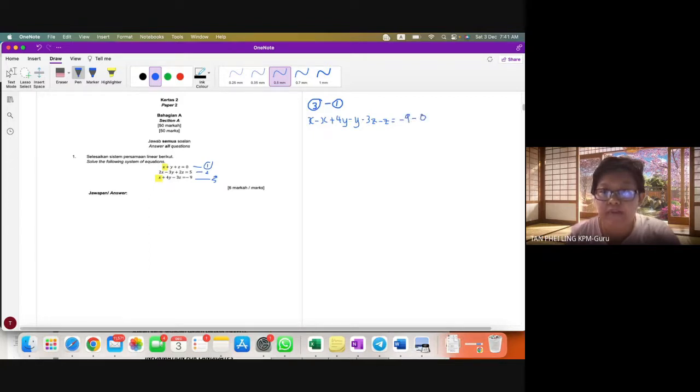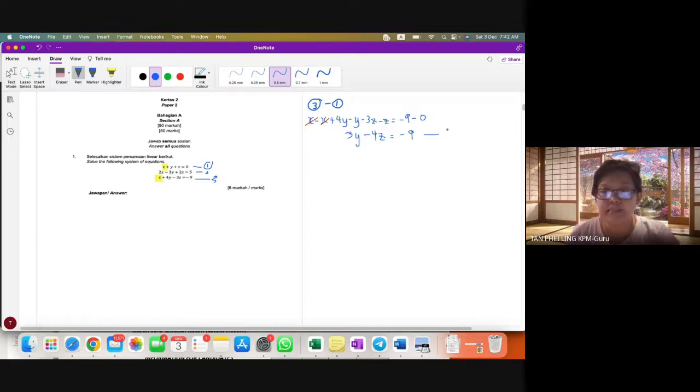Remember, the left hand side also we have to take 3 minus 1. So now we have x and x done, and then 4y minus y, we left 3y, and then minus 3 minus 1, so minus 4z, equals to negative 9, right? So moving on. Once they see this step, they will give you 1 mark already. Now you are coming out with y and z.